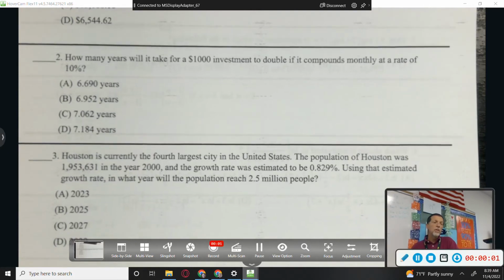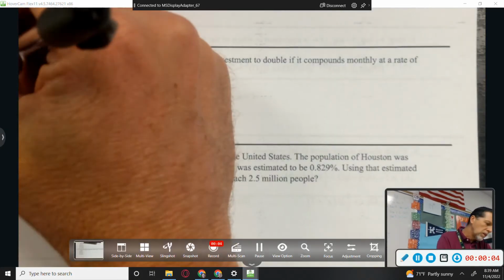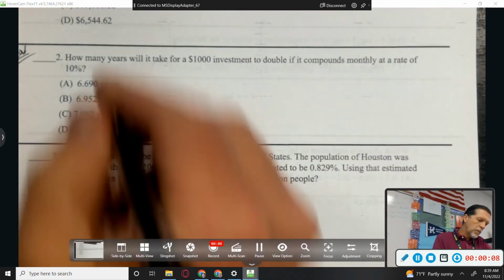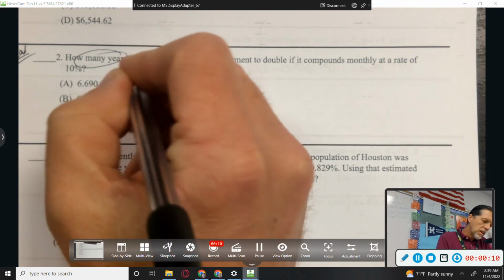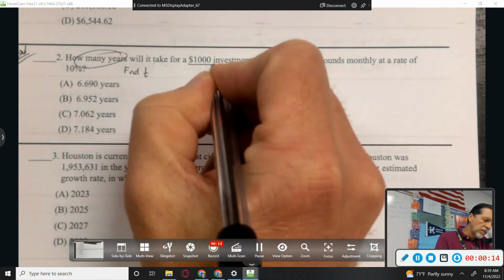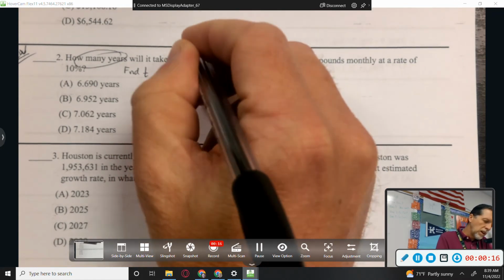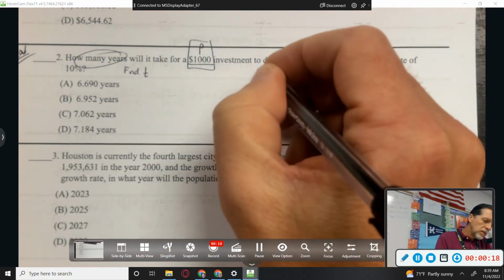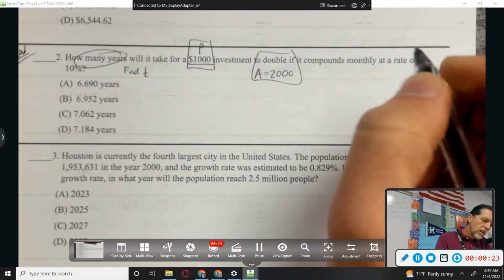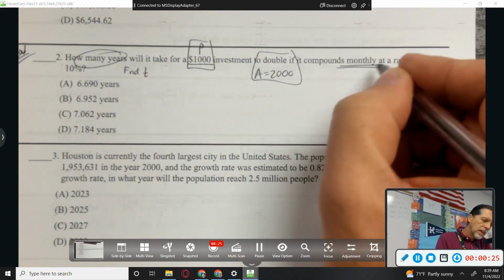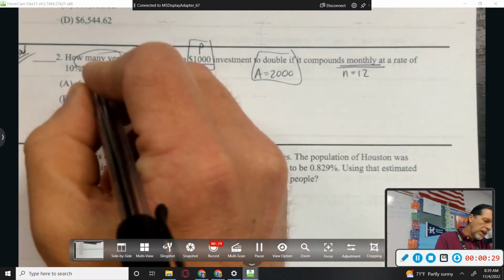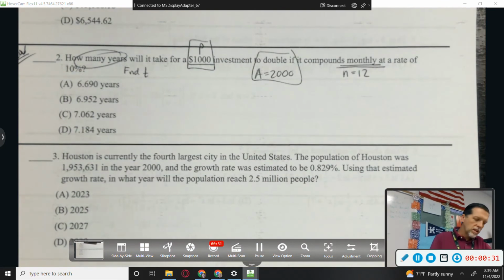Number 2 on the review. This is on the review, number 2. How many years, so find time, will it take for $1,000, that sounds like a pre-amount, to double, so the after is 2,000, if it compounds monthly, n equals 12, at a rate of 10% or 0.1.